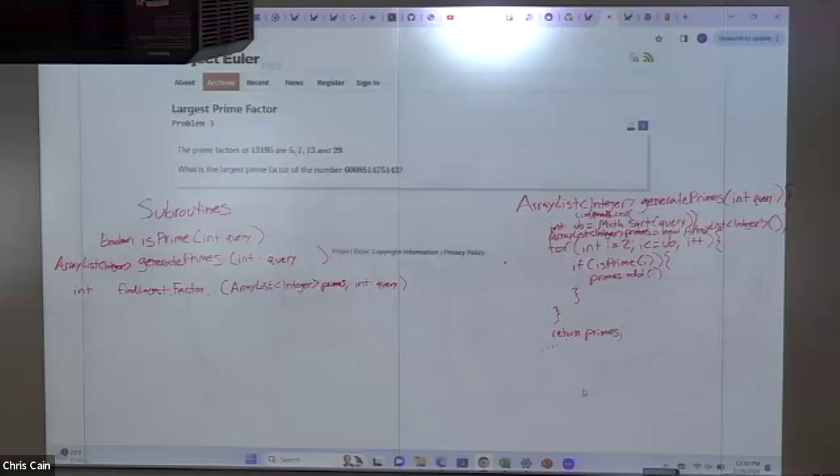So we are unfortunately out of time, so I will leave findLargestFactor for you to implement. If you do it, great. Make sure you submit it to Project Euler.